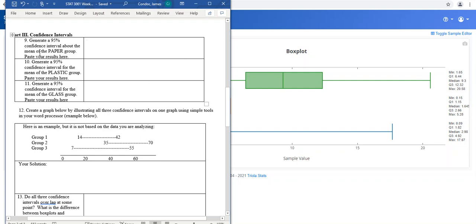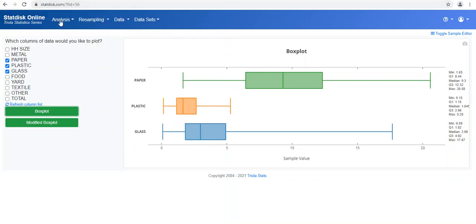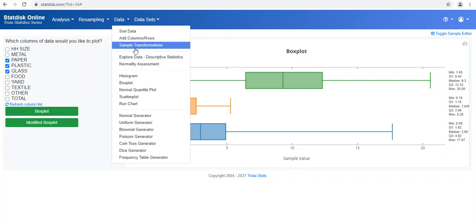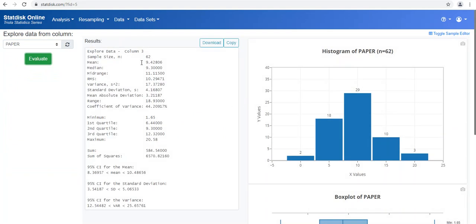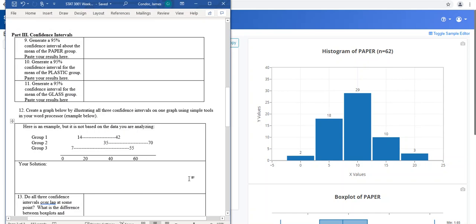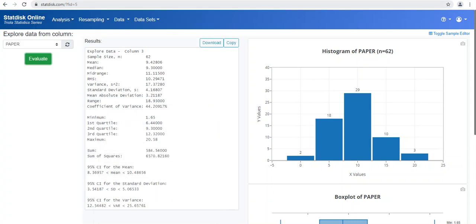So let's go back to paper and take a look at that data. We went and evaluated paper, and here's the mean for paper, the mean and standard deviation. So that information we already have in our table, right? And again, I'm just making these values up. You're going to do your own. But if I want a 95% confidence interval for that, let's say paper, right?